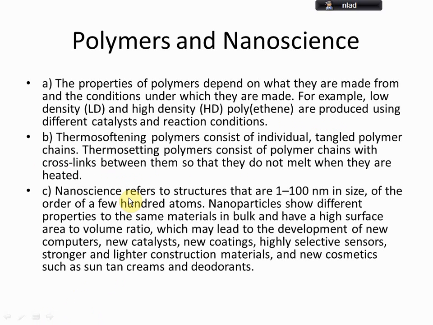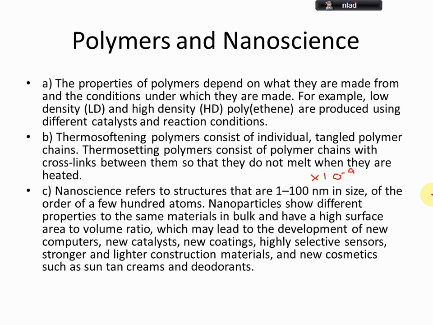Nanoscience, okay, so that refers to structures that are 1 to 100 nanometers in size. So whenever we talk about nanometers, that's 10 to the minus 9. So times 10 to the minus 9 is what we're talking about. That's what nano stands for. So that's a decimal place with 9 zeros after it, essentially. So that's a few hundreds of atoms, okay?